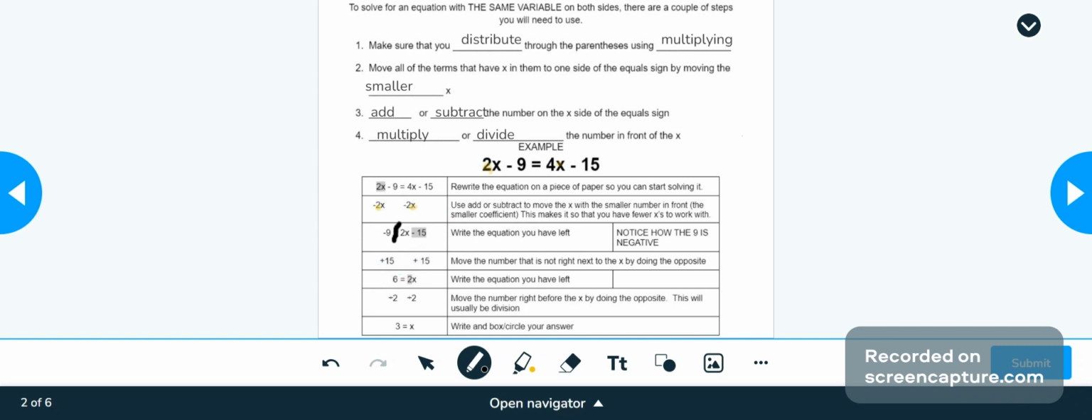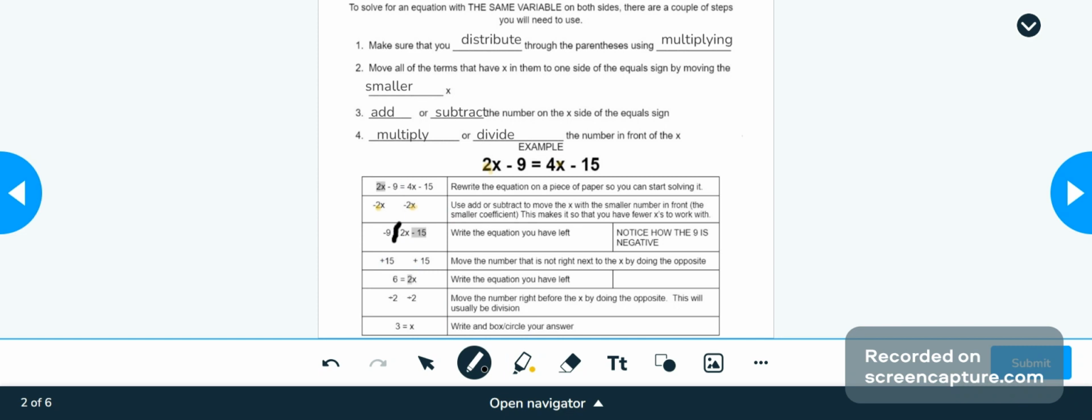Your last step, I know it says to multiply or divide, but 9 times out of 10, you're going to be dividing. So you divide by that number that's in front of your x, and you go, okay, 2 divided by 2 is 2, and then 6 divided by 2 is 3. That's what tells you that your x here equals that 3.